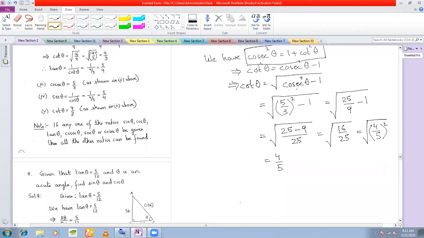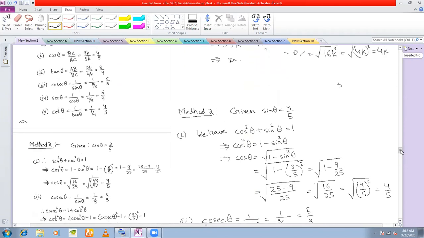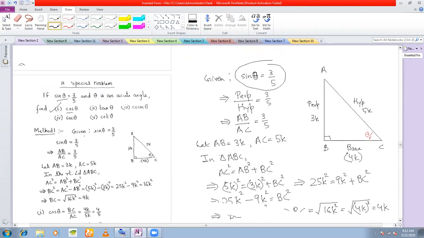Now we know that cot is the reciprocal of tan. So therefore what should be tan theta? Tan theta is 1 by cot theta, 1 by 4 by 5, which is simply 5 by 4. So we have managed to find out tan theta, which was required as per your question number 2 here. So tan theta we have found.